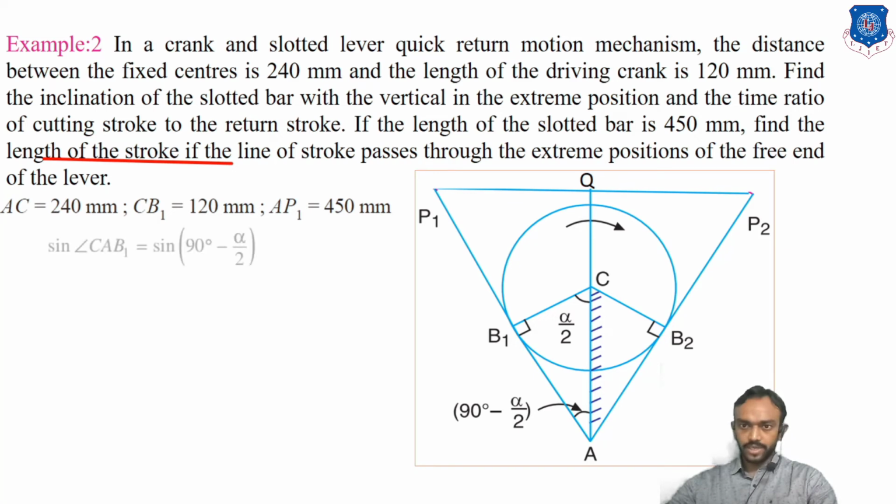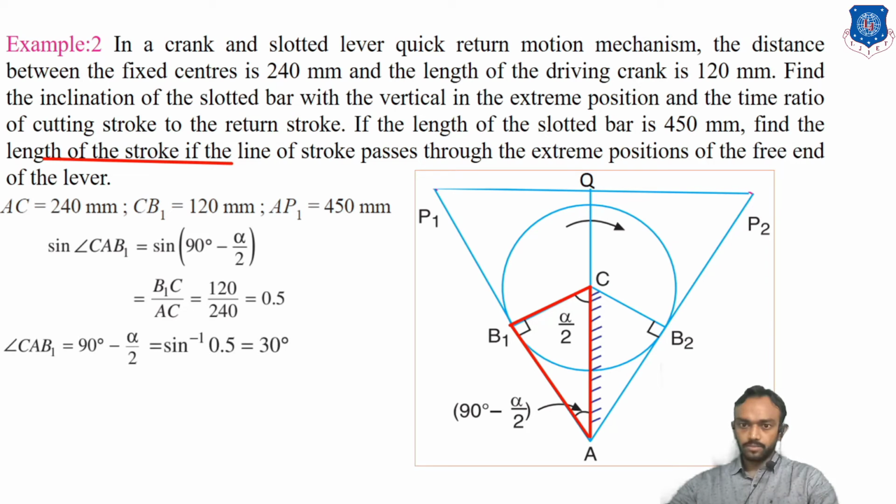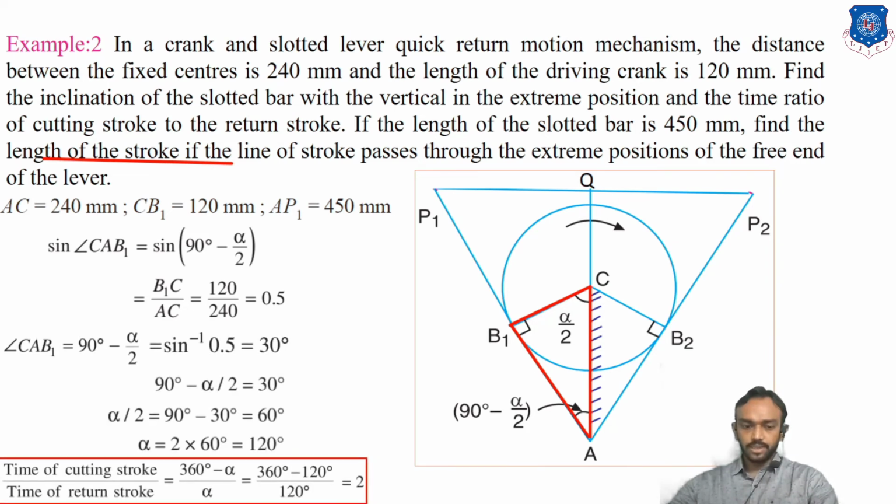This is the data already given, and you take the sine of the angle for this triangle: sine of (90 minus alpha) by 2 is C1 upon AC, which is 120 upon 240. So it becomes sine inverse of 0.5, and the angle you find here is 2. It means that half the time is saved during the return. Now let's start finding the length of the cutting stroke. For that we have to consider this triangle, because you can check this figure.